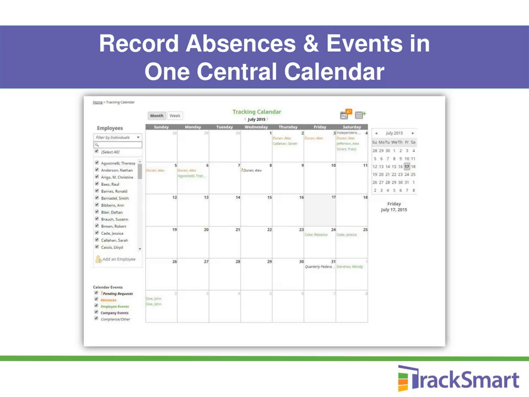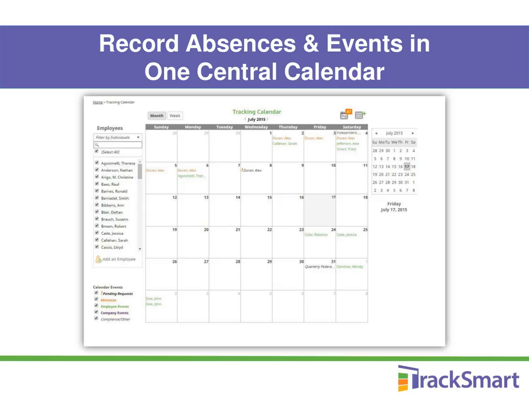Okay, let's move on to the calendar. TrackSmart Attendance uses a central calendar to record all absences and events. There are lots of different absence codes you can use, such as illness, vacation, jury duty. We've even got tardy or left early. You also have many event codes like birthday, anniversary, performance review, or company holiday. We also will provide you with some important business compliance dates.